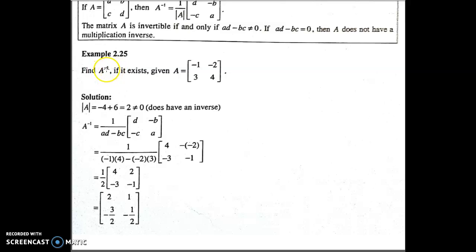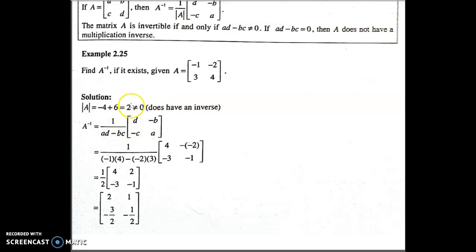Find the A inverse if it is this. Given A is this, first, let's try to directly calculate the determinant. -1 times 4, -4, minus 3 times 2, which is 6, right? So -4 plus 6 is 2, which is not equal to 0, meaning it does have an inverse. So we can proceed with the formula, right?